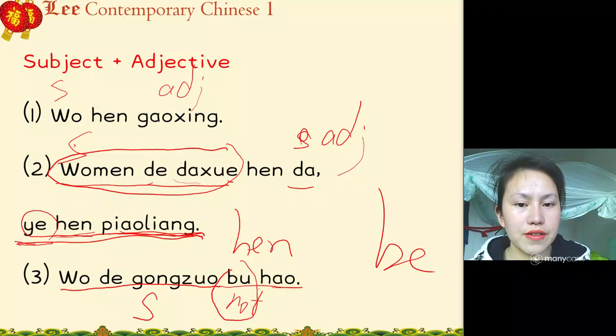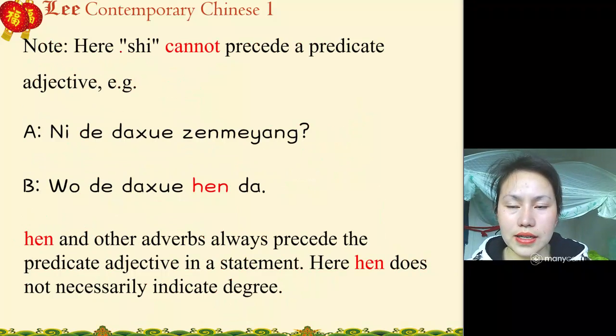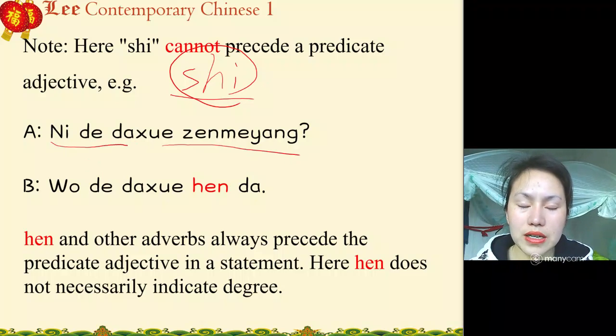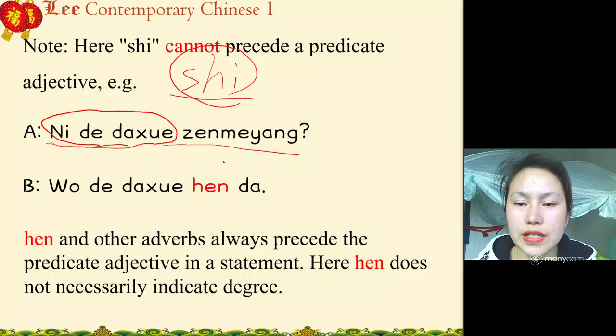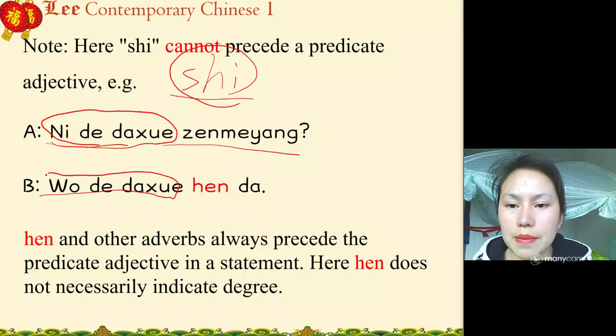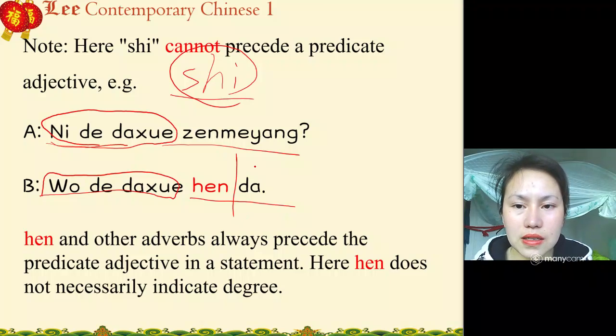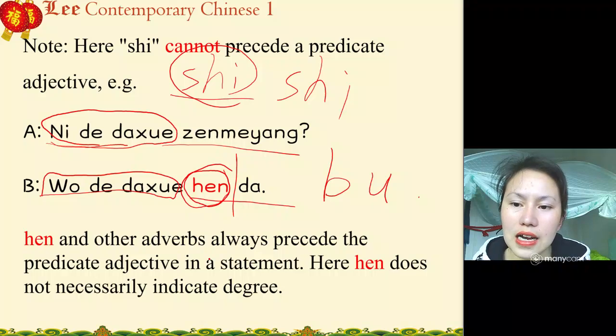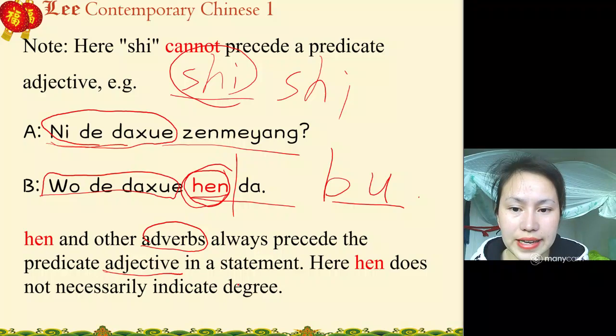So there is no be verb, right? In Chinese the be verb is 是, so there's no 是. 你的大学怎么样？How's your university? 我的大学很大, my university is very big. There is no be verb, no 是, but there is always 很, very, or 不. 很 and 不 are adverbs, and the adverb precedes the adjective.